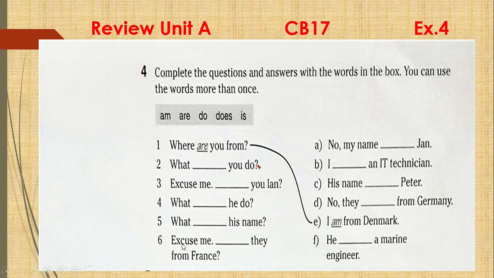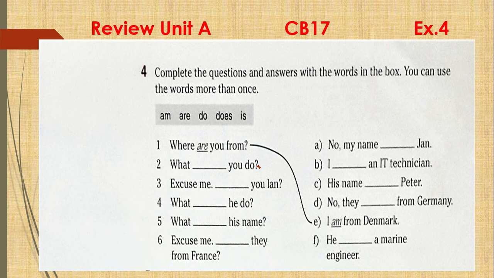Okay, so let's take the questions first together. Number 1, where are you from? It's answered as an example. Number 2, what space you do? 3, excuse me, space you Ayan? Ayan is the name of a person. 4, what space he do? 5, what space his name? 6, excuse me, space they from France? Now I ask you please to pause the video for about 2 minutes, do the exercise, and come back later for the check.